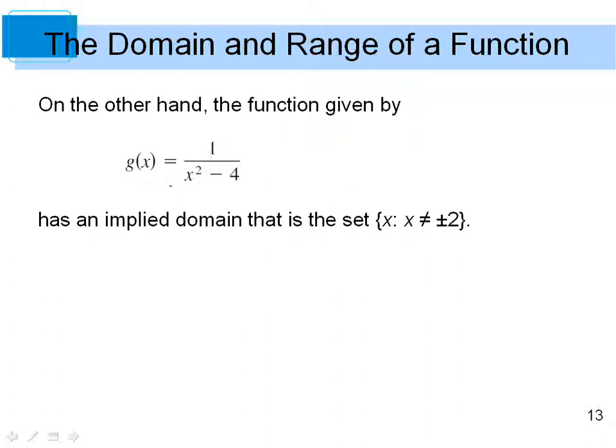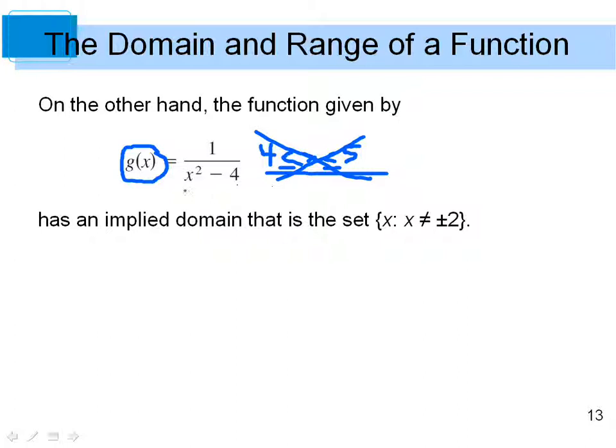Now, let's look at the next slide. On the other hand, you could have a function like, here's the same equation, we're just going to call it g of x now, 1 over x squared minus 4. You see, in the last one they were telling us x is greater than or equal to 4 and less than or equal to 5. You don't see that here. That is not present. All we have is an equation.